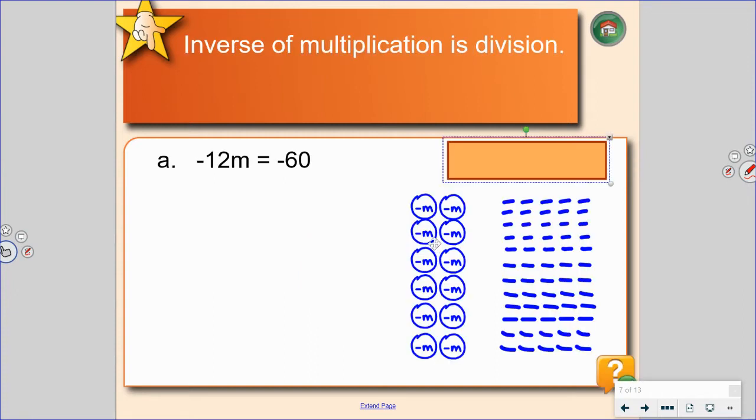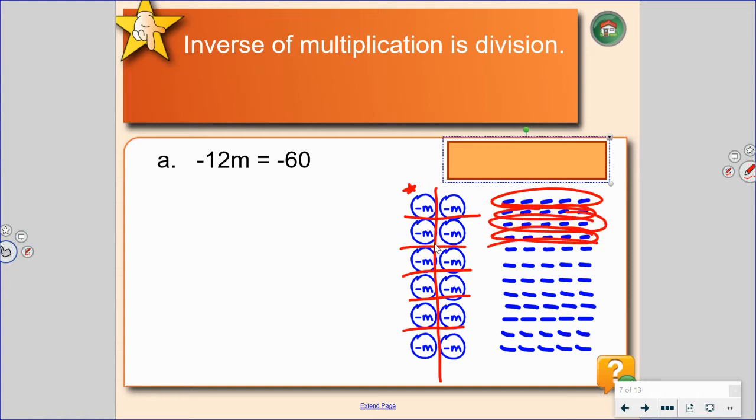Now, I went ahead and modeled example A here. Think about if you have the opposite of 12 m's and it's equal to negative 60. Well, notice here I have the opposite, or negative m, repeated 12 times. And then on the other side, I have 60. Now, you might be tempted to simply say, okay, I know what to do, Mr. Cowan. Let's just divide this into 12 parts. And then naturally, we would divide that into 12 parts as well.